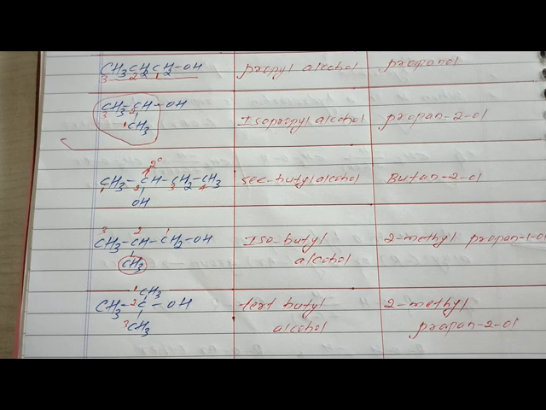So very simple rules to identify the names of the compounds in common name as well as IUPAC name. Okay, now this is about the nomenclature of alcohols, students. In the next lecture we'll see about the nomenclature of phenols. Thank you students.